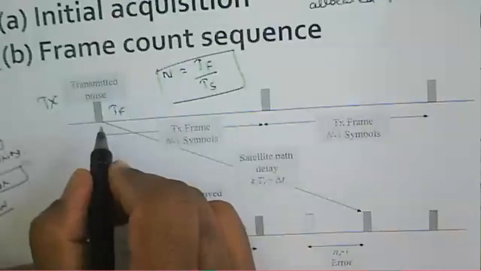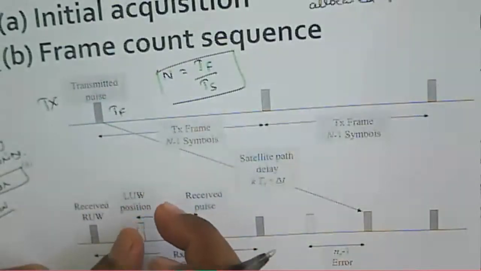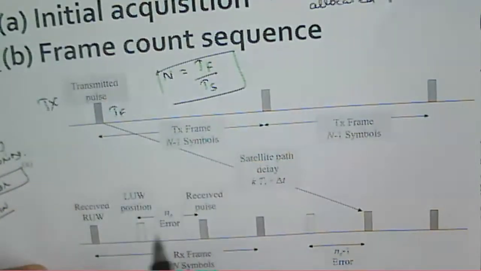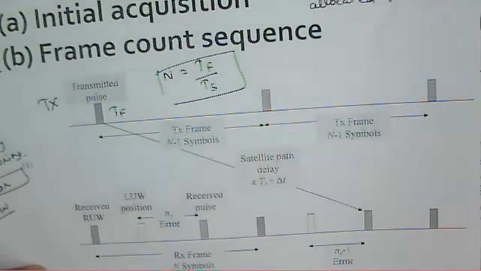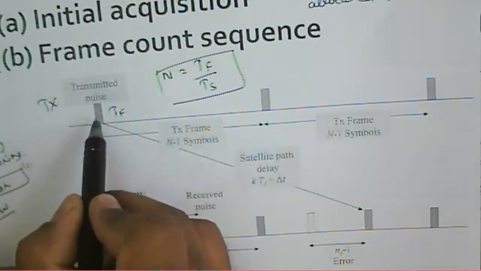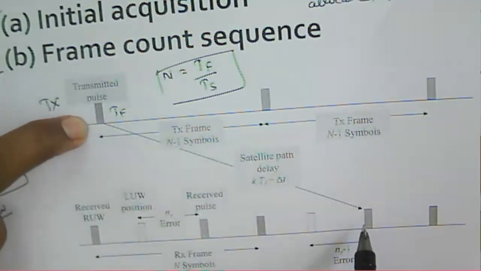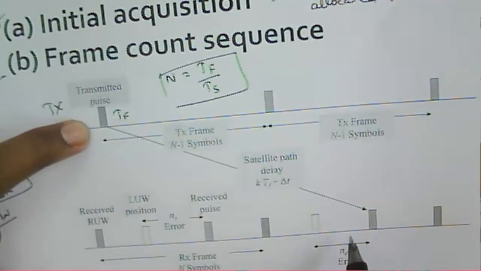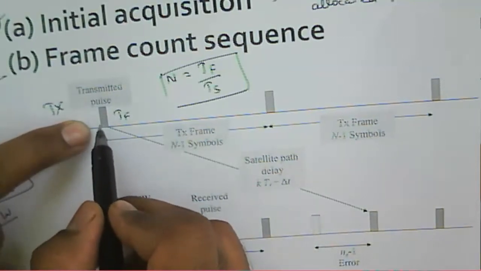And the width of that particular pulse means we have a particular transmitted pulse, and a particular pulse that will be received at the receiver. So if you compare the transmitted pulse width and the received pulse width, the pulse which is received at the receiver will be larger than the transmitted pulse.